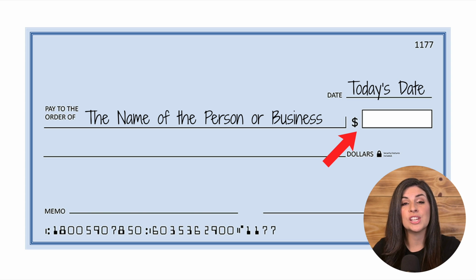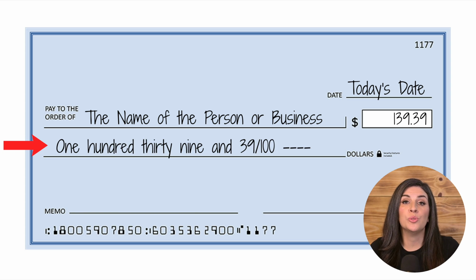This is where you'll write the amount of the payment using numbers. Put all of the numbers as far to the left as possible. This will help prevent someone from potentially committing fraud and adding an extra number in front of whatever you wrote. For example, $139.39.